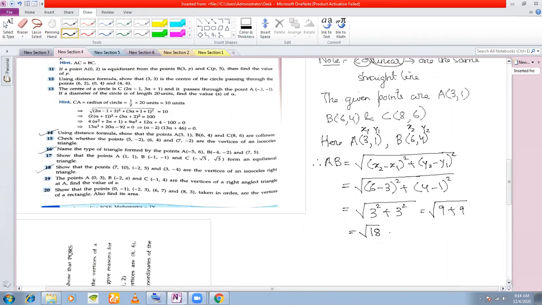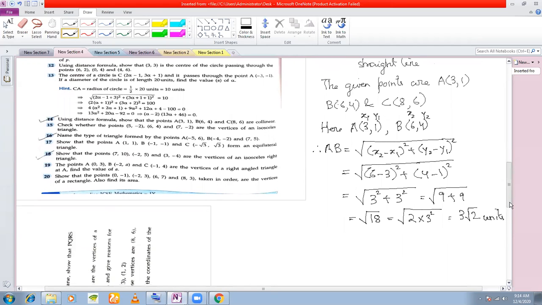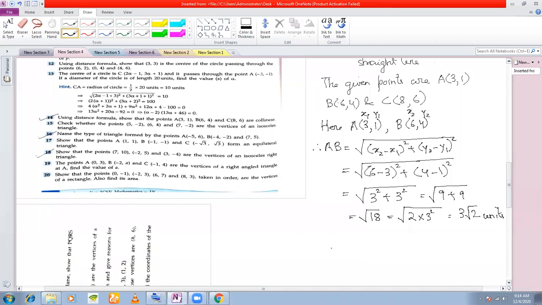Root 18 is a pure surd. Let us write it as a mixed surd. If you prime factorize 18, you will get 2 into 3 square, which is 3 root 2. Right? So this AB distance is how much? 3 root 2 units. Let us now proceed to calculate BC.